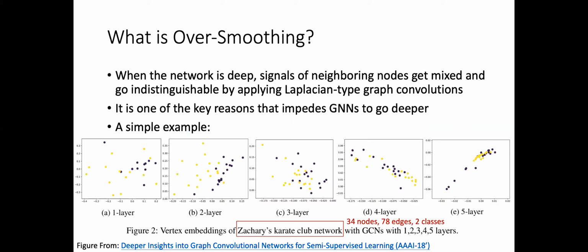Here is an example to show the oversmoothing problem. In this example, we are using the Zachary's karate club network, which includes 34 nodes, 78 edges, and 2 classes. Figures A, B, C, D, E correspond to the output embeddings of GCNs with 1, 2, 3, 4, 5 layers. When the GCN is very shallow, such as 1 layer and 2 layers, the nodes are distinguishable. But when we further increase the number of layers, say 3, 4, 5 layers, the nodes become less distinguishable as the network goes deeper.